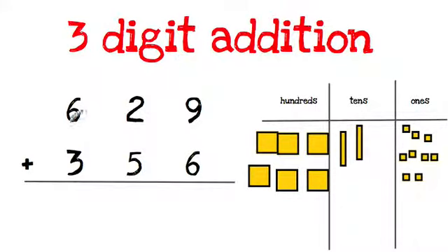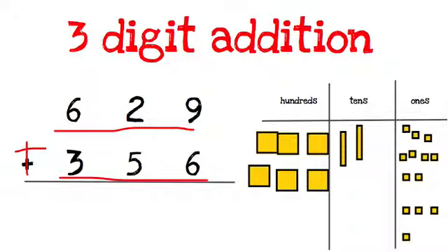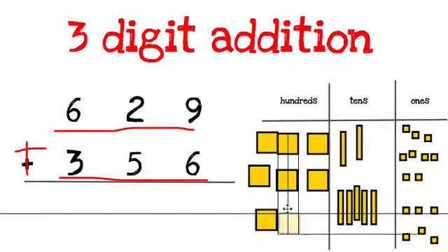And then again, I have 2 lines in my plus sign. So that means I have to draw the top number and the bottom number. So I need 6 ones. Five tens, and 3 ones.